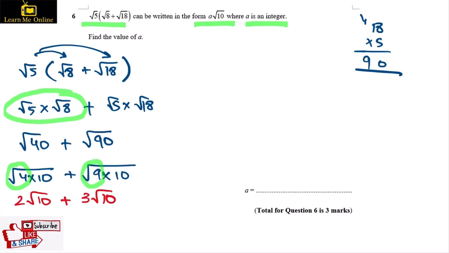Now 2 root 10 plus 3 root 10 is 5 root 10, and we have this in the form they expect. If we compare them together, the a value is equal to 5. This question was for 3 marks.